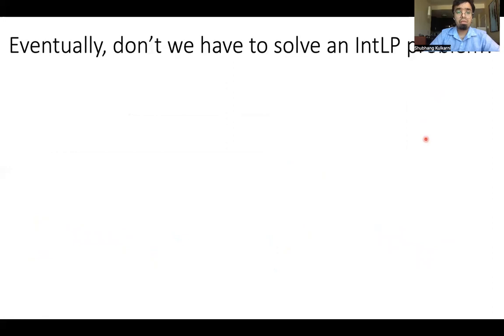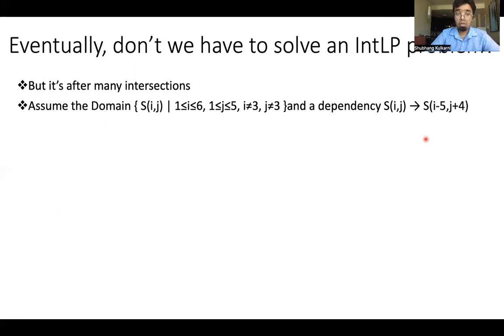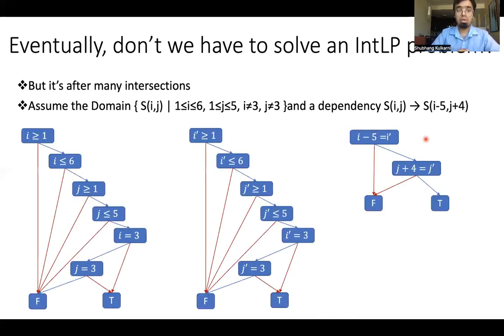Okay, so eventually you might be thinking we have to solve an integer linear program, right? But again, I would like to emphasize that we're trying to tackle the case where Polly has a hard time even reaching the integer linear program scenario. So consider a program from before where your statement domain was, the first iterator was from 1 through 6, the second iterator was from 1 through 5, and we had a non-equality constraint.